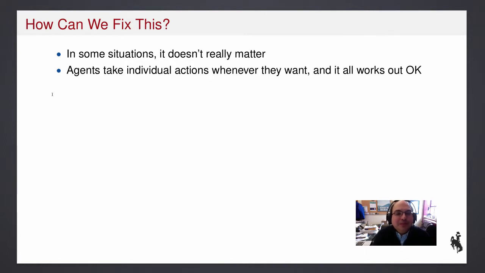Well, that was interesting. So, is this a problem? If it's a problem, how do we fix it? The first thing I want to observe is that a lot of times it just flat out doesn't matter. The agents take their individual actions when they want to do them. Everything kind of works out.